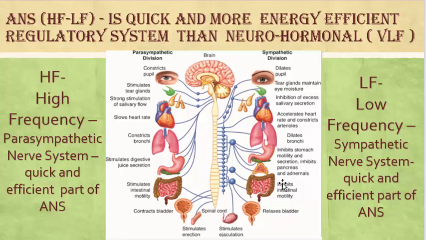The autonomic nervous system is more efficient in this case because it sends information through the nerve and produces just a small amount of neurotransmitters affecting the target area, which can quickly change between sympathetic and parasympathetic. This is why it's a more efficient, better and more reliable regulatory system in the body than the neurohormonal regulation.